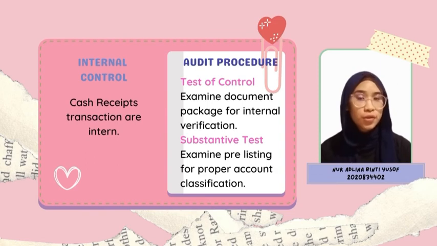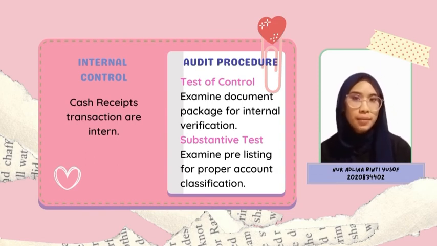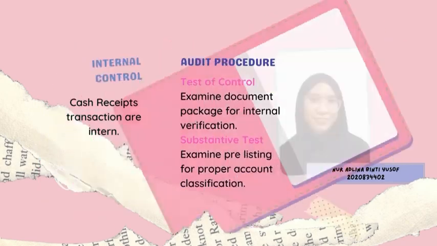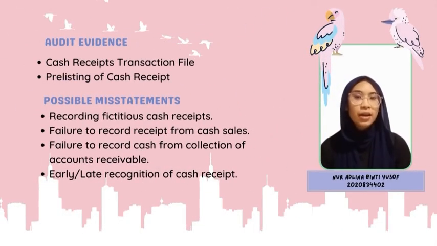There are two audit procedures. The first one is the test of control. Examine the document package for internal verification. Secondly is the substantive test. Examine the pre-listing for proper account classification. The audit evidence is the cash receipt transaction file and the pre-listing of cash receipts. The possible misstatements are recording fictitious cash receipts, failure to record receipts from cash sales, failure to record cash from collection of accounts receivable, and early or late recognition of cash receipts.